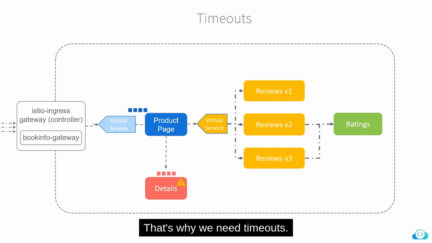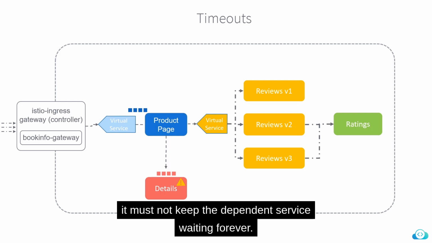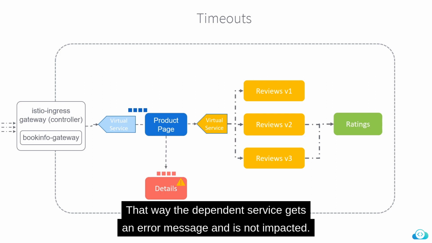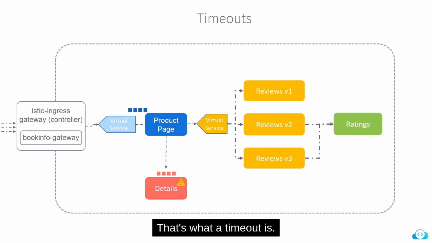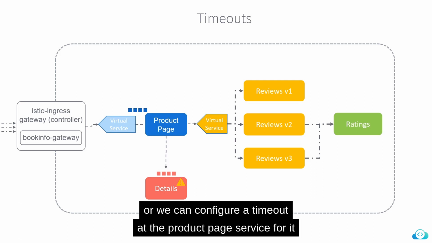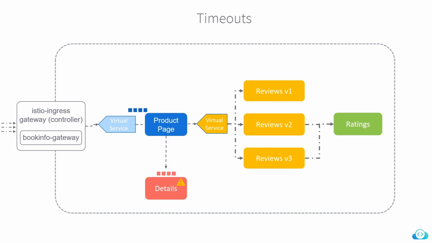That's why we need timeouts. If a service is taking too much time to respond, it must not keep the dependent service waiting forever. It must fail after a period of time and return an error message. That way, the dependent service gets an error message and is not impacted. That's what a timeout is. We can either configure a timeout at the details service for it to fail, or we can configure a timeout at the product page service for it to fail sooner rather than waiting for the details service for eternity.